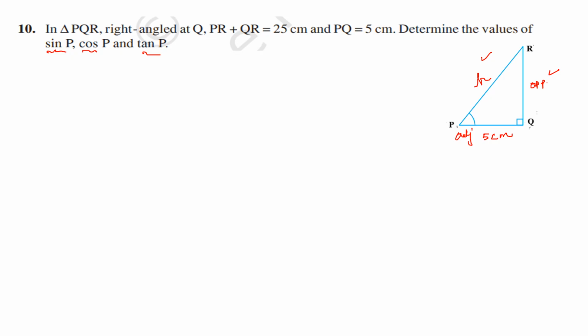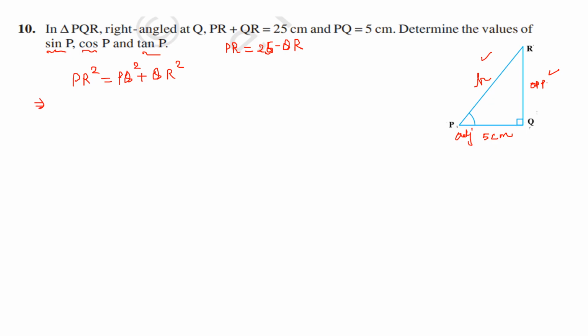So if you see PR plus QR is 25 centimeter. So from here, can I write PR is equal to 25 minus QR? I have just transposed QR to the other side, isn't it? Now I am going to use the Pythagoras theorem. So PR square equal to PQ square plus QR square.